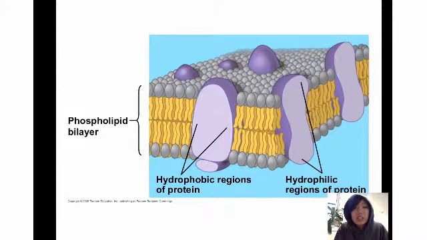This right here is just a picture. You can see the phospholipid bilayer. There's different types of proteins that are embedded. And notice that these proteins that go through the membrane, they're called transmembrane proteins. They have both hydrophobic and hydrophilic parts. And it should make sense to you from the picture which parts are where.